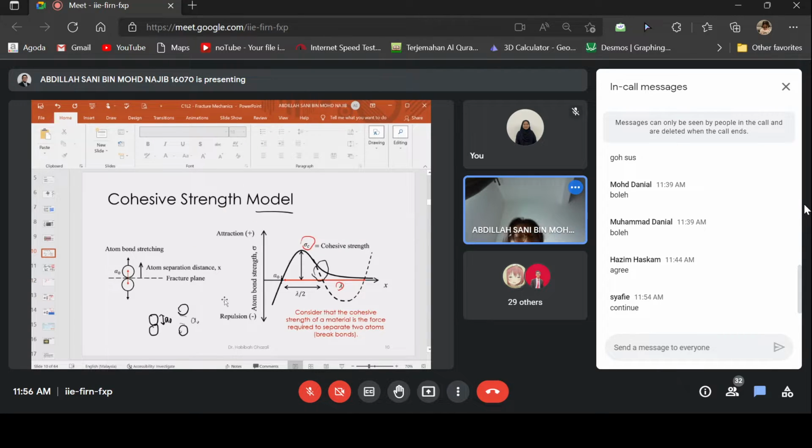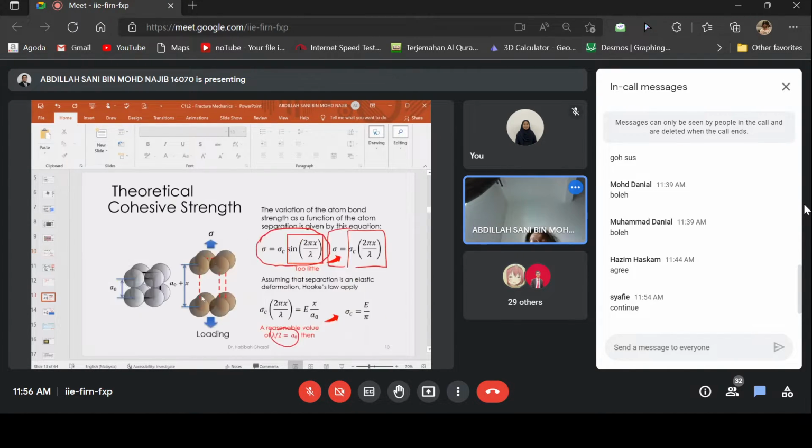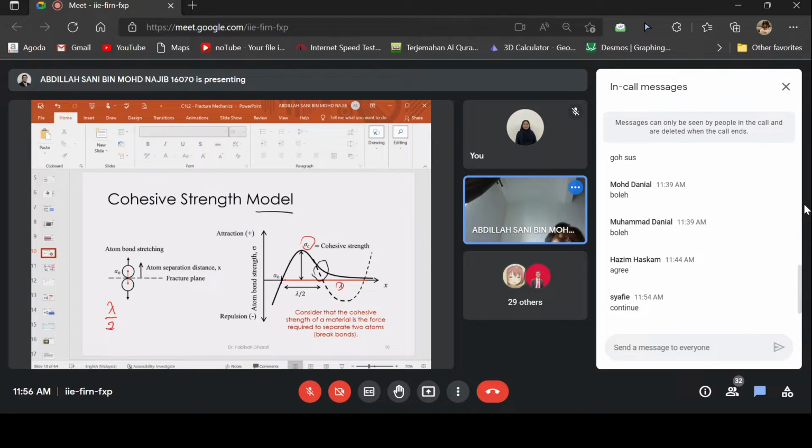So we are looking at two atoms. To simplify our expression, we want to assume that lambda over 2 is equal to a naught. This is what we want to assume. Lambda over 2 is equal to a naught.